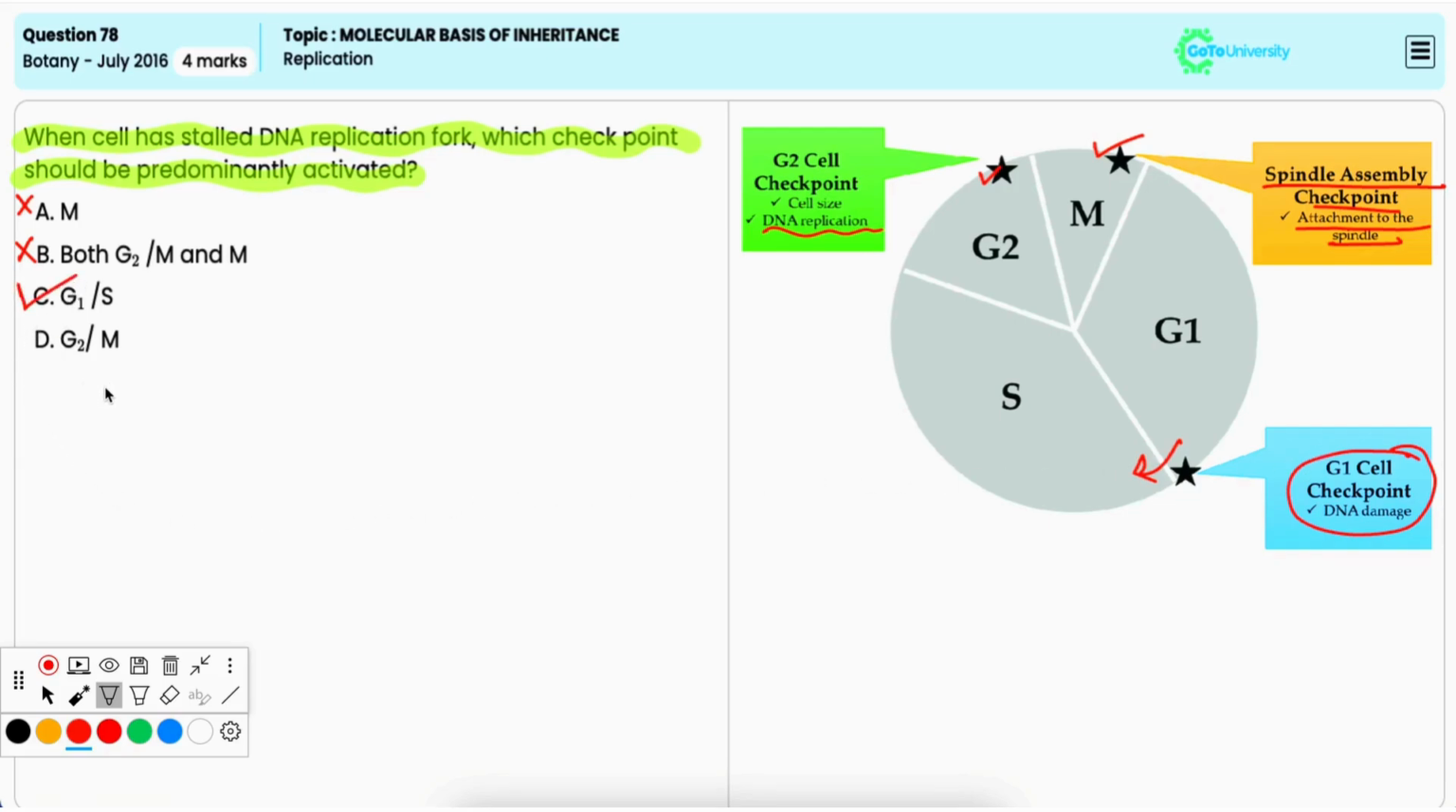Option D, G2M. This is also incorrect because this checkpoint is mainly activated when the DNA is damaged or incomplete replication occurs at the end of the S phase or during G2.